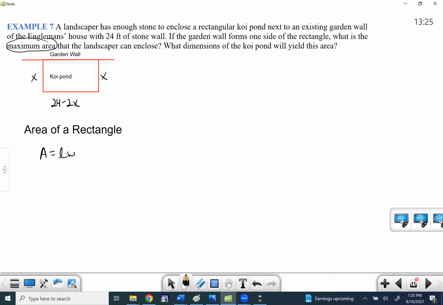The area, we don't know, but the length and the width, we do know. Looks like the length and the width are going to be x and 24 minus 2x, right? And the order doesn't matter. I'm just going to put the x first because I think that's what visually most of us are used to. Okay, so length and width can be interchanged, right? Okay, so we'll go ahead and distribute.